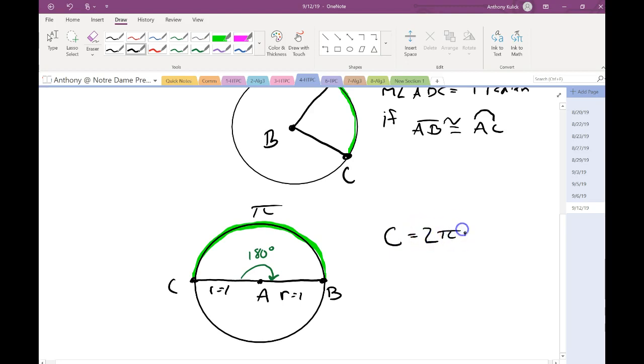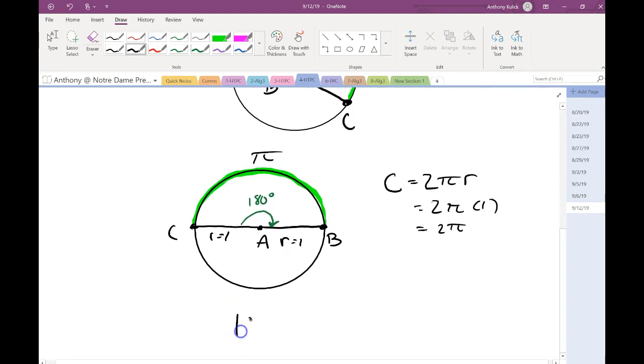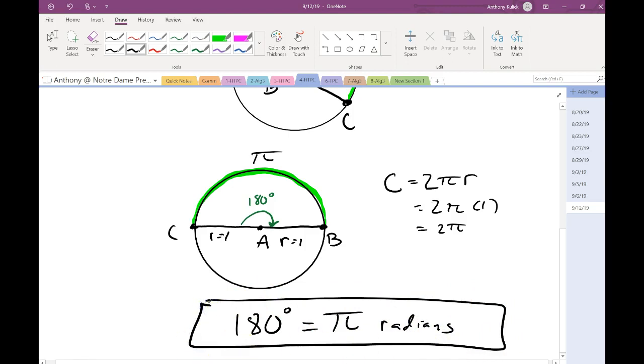We know that the circumference of a circle is 2 pi r. So in our case, r is 1. So the circumference of the entire circle is 2 pi. It stands to reason we're looking at the circumference of half a circle, which is pi. So what we can say then is 180 degrees is equal to pi radians. And that's our conversion factor.